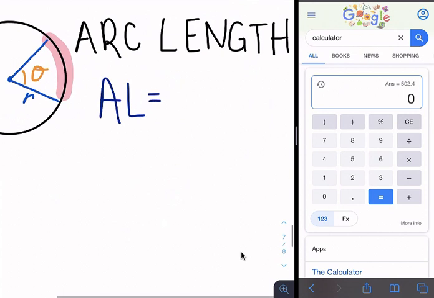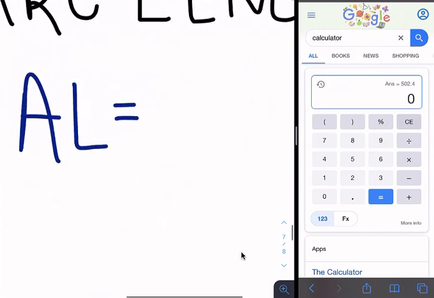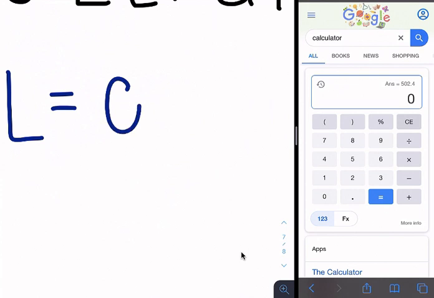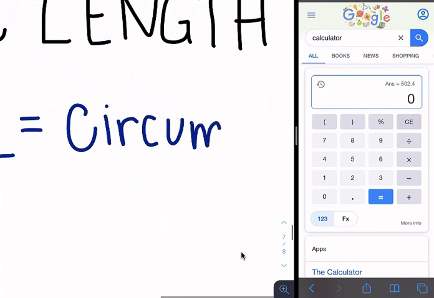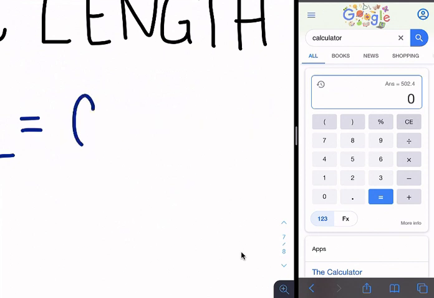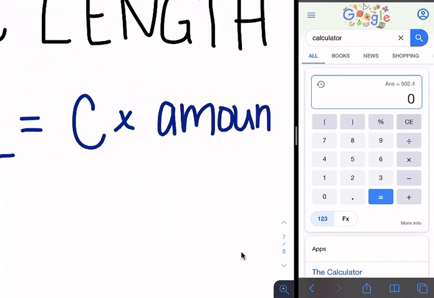you need to find the circumference, because arc length is always going to be about circumference. So it's part of the circumference. So we're going to find the circumference. We're just going to use C instead of writing that whole thing out. Arc length is the circumference times the part of your circle. So we're going to call that the amount we're looking for.